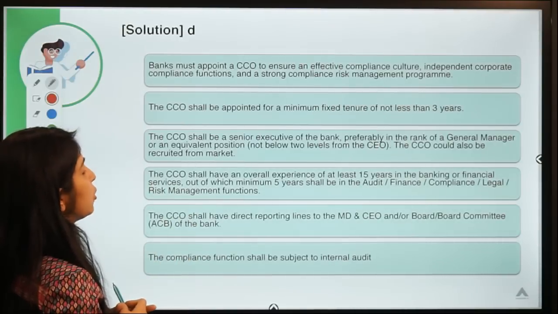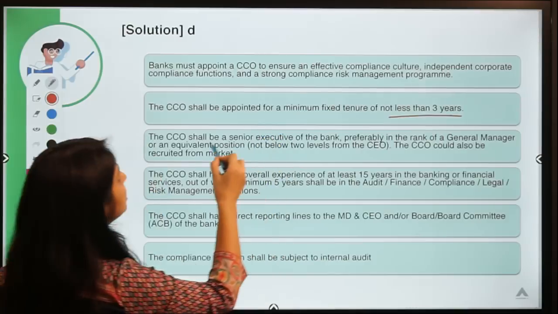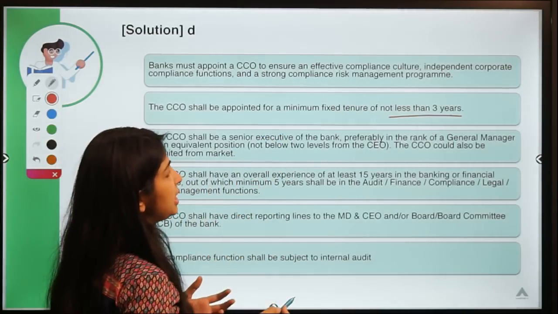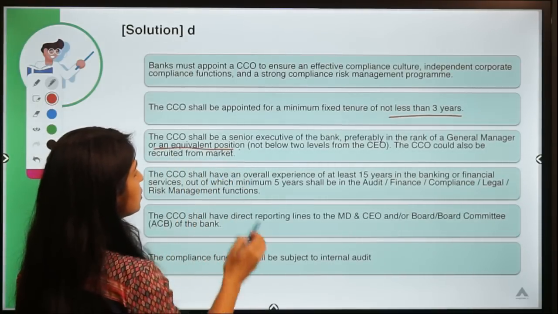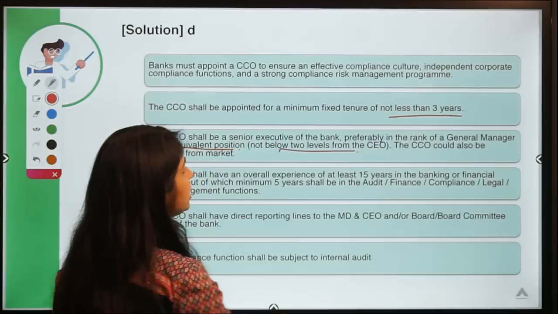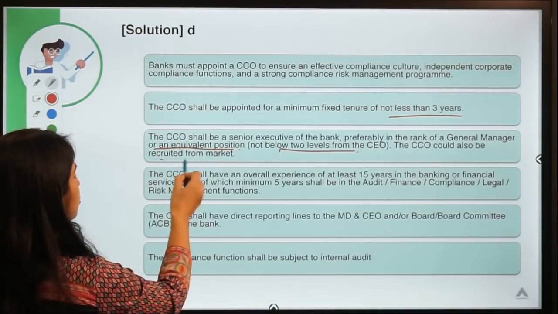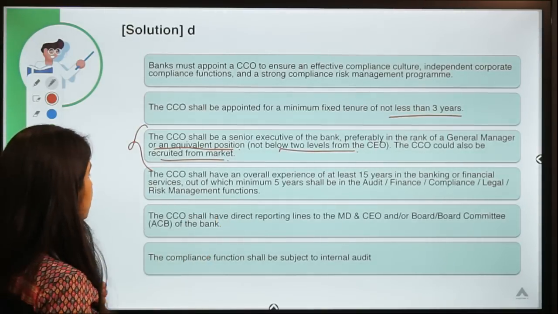Minimum fixed tenure of not less than 3 years. Here you can see. After that, the CCO shall be a senior executive of the bank, preferably in the rank of a general manager or an equivalent position, not below 2 levels from the CEO. And the CCO could also be recruited from the market. So not many restrictions regarding the recruitment of the CCO.